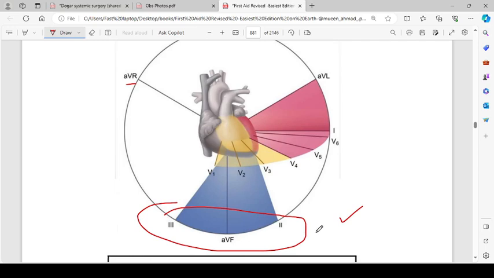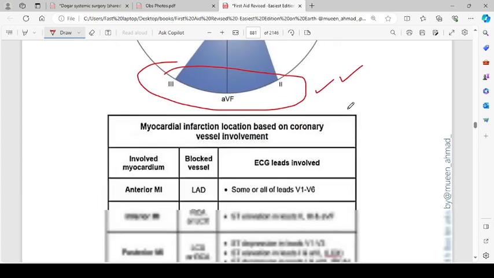if there is a problem in these 3 leads, it means inferior myocardial infarction is happening, because this is the inferior surface of the heart, which is supplied by the right coronary artery. If leads V1, V2, V3, and V4 have a problem, it means the left anterior descending artery is obstructed. If leads V4, V5, V6, 1, and AVL have problems, it means the circumflex coronary artery has some obstruction. Now let's go into the details.